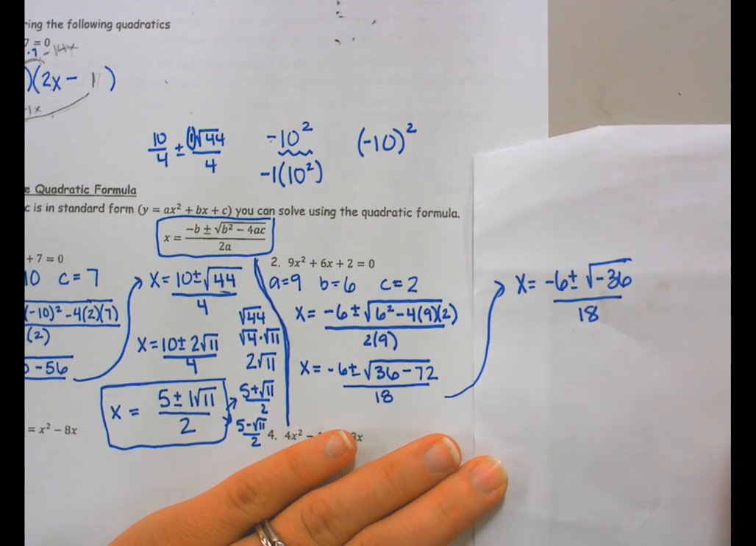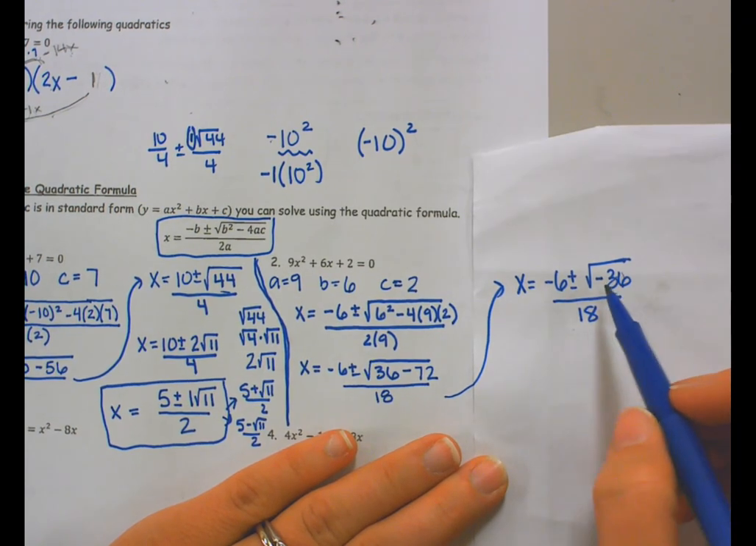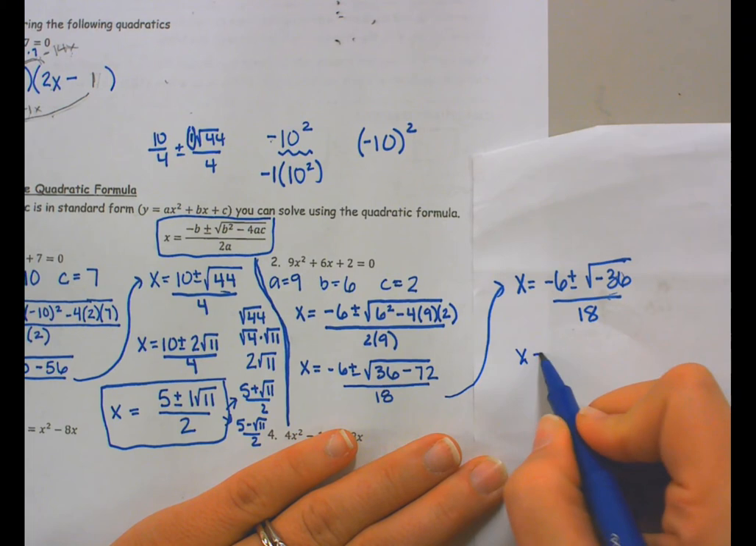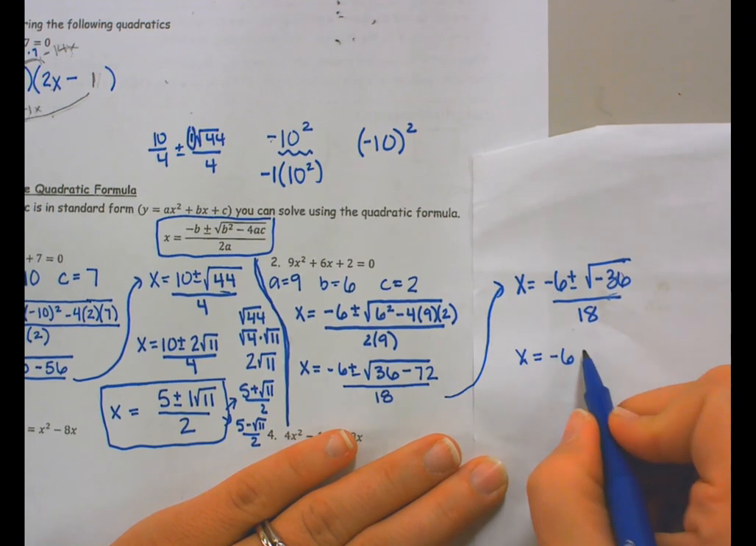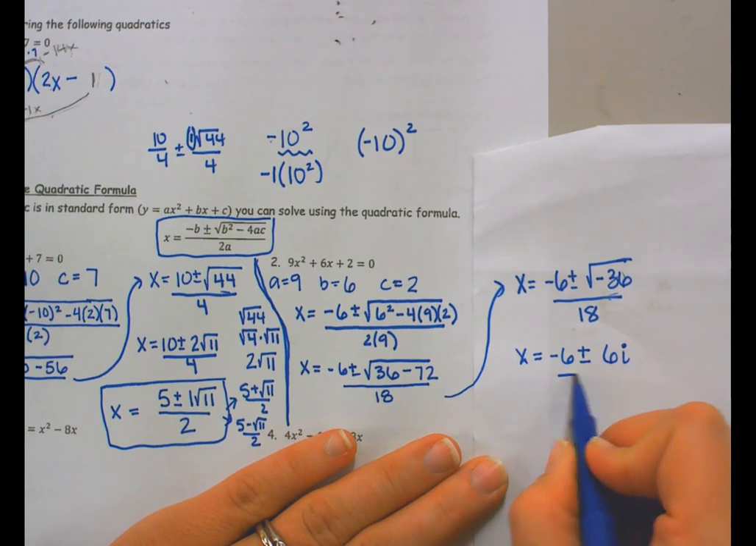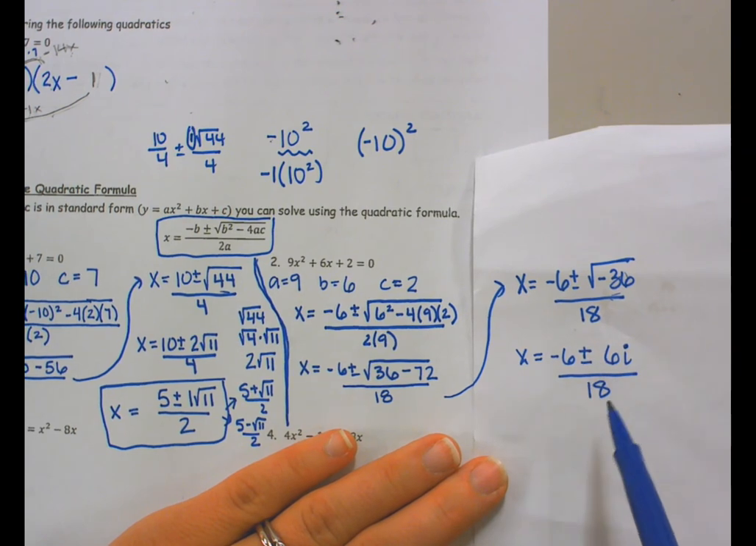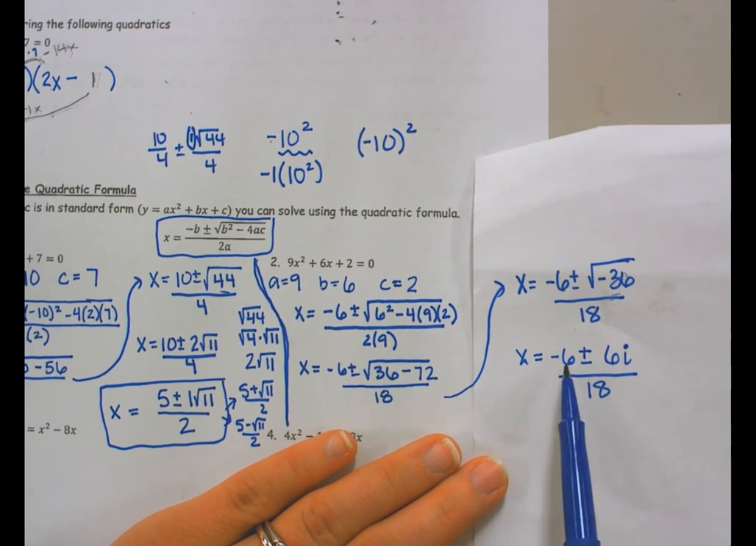So now, with the work we did with complex numbers in class, we can identify that this 36, because it's negative 36, we can simplify that. The square root of 36 is 6, and then because it was negative, that answer is going to be imaginary, so we're going to have that i in that place. So my answer is negative 6 plus or minus 6i over 18.